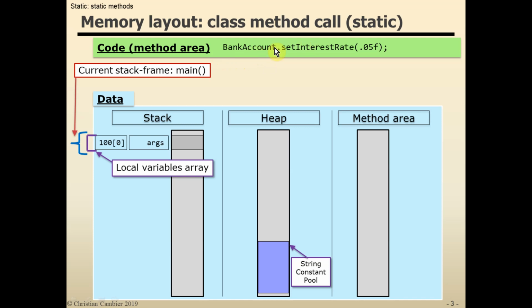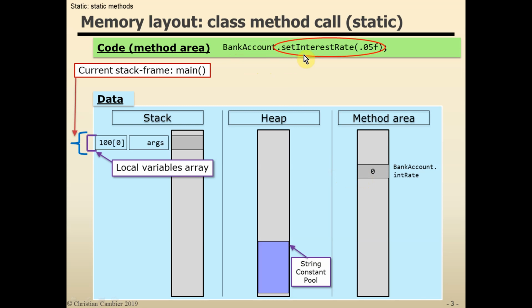Now, this statement will do two things. First, when the runtime bumps into the first usage of the BankAccount class, the JVM class loader loads the class file in the method area and allocates memory for static variables in the method area as well, and initializes them to their default value. In our example, interestRate will be initialized to its default value of 0, and this will happen only once.